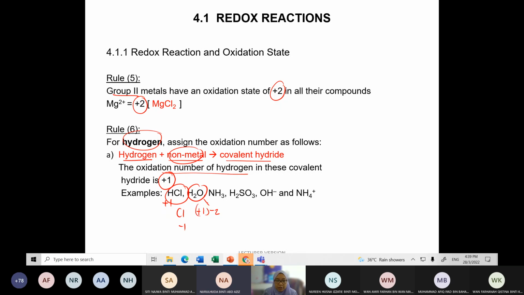Okay, cuma dia ada 2 biji lah. Dia ada 2 ketul. Tambah dengan negative 2. Okay, and so on. NH3, H2SO4, OH minus. So this shows that hydrogen, when it combines with non-metal, it will carry the positive 1 oxidation number.